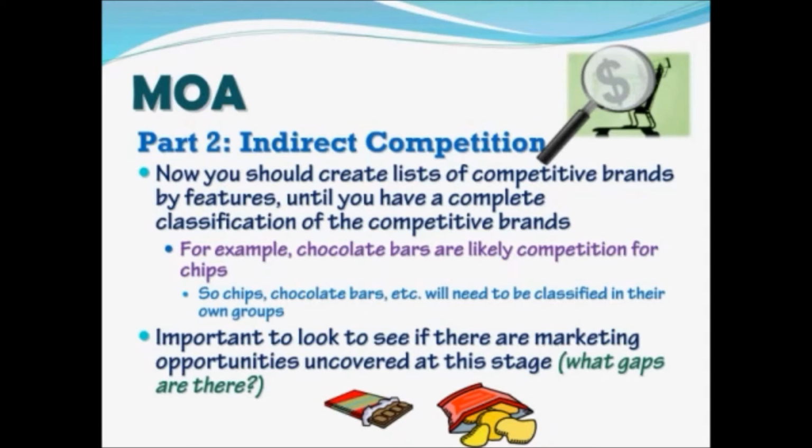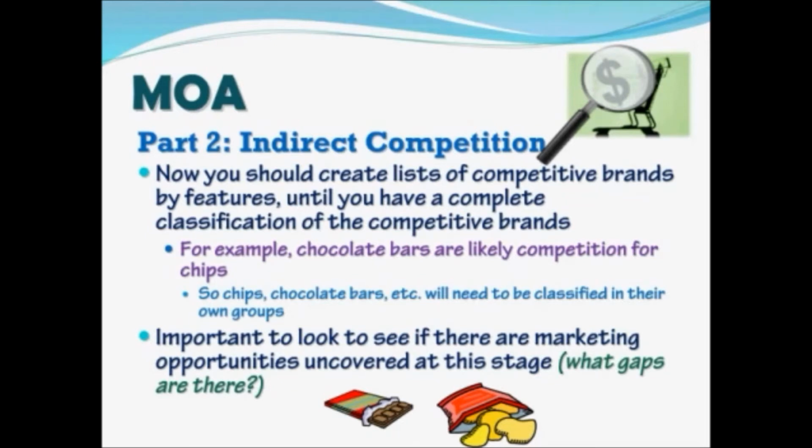The next step is to identify each brand that exists within those various types of snack foods. For example, chocolate bars are likely competition for chips, but they are different. So therefore, you'll need to identify all the different brands of chips, and all the different brands of chocolate bars, and all the different brands of granola bars, and popcorn, and various other snack foods that exist. So this is where you're classifying the various competitive brands.